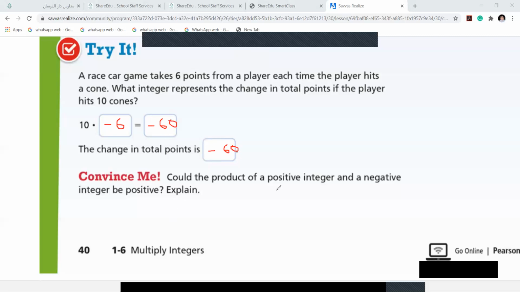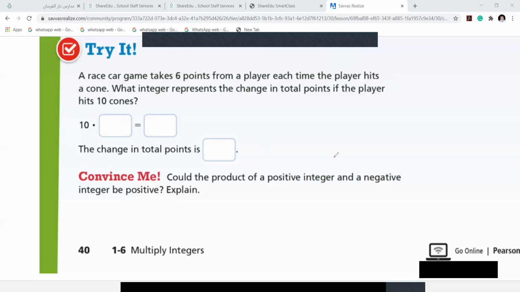Now, could the product of a positive integer and a negative integer be positive? Girls, if the product of positive and negative, can it be positive? Can it be positive? If one positive integer and one negative integer, can the multiplication be positive? No, it cannot be. Okay.